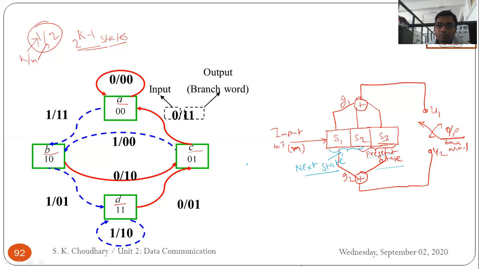Now from the given information we can see how this state diagram has been formed. First of all, you have to write these 4 states. These 4 states are 0 0, then 1 0, 0 1, and 1 1. 0 0 is represented as A, 1 0 is represented as B, 0 1 is represented as C, and 1 1 is represented as D. That is mentioned here in the blocks.